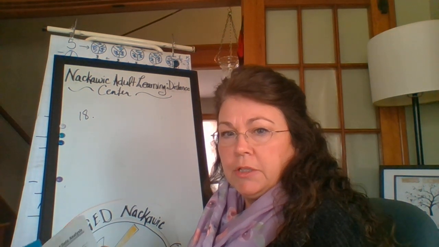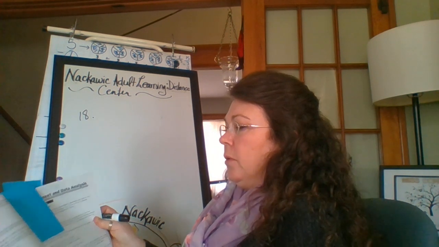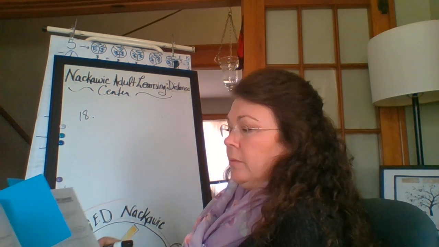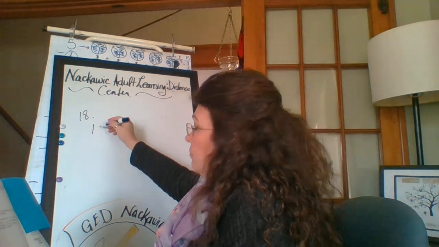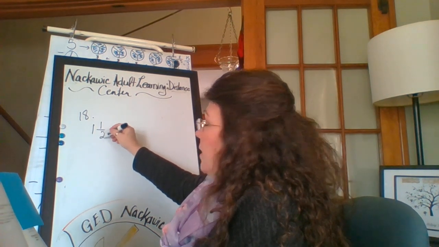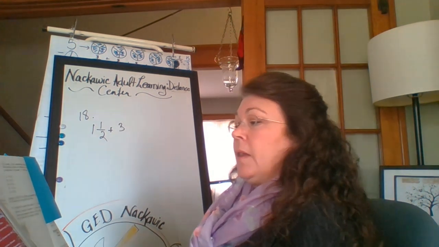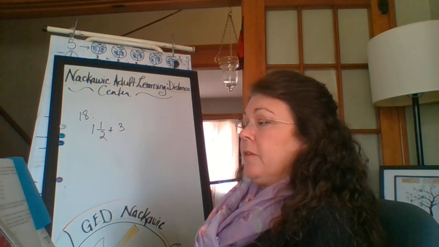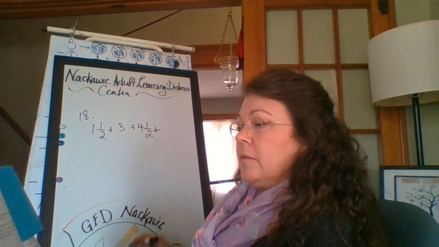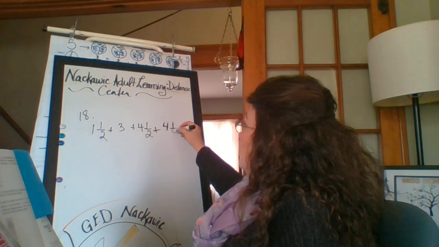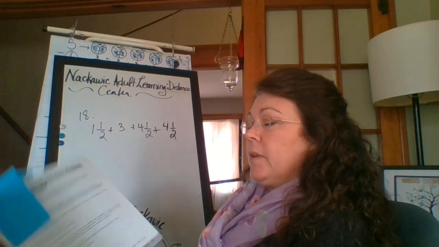So now we're on question 18, and it reads, a recipe for a party mix calls for 1 1/2 cups of peanuts, 3 cups of cereal, 4.5 cups of pretzels, and sesame sticks. How many cups of mix will this recipe make?